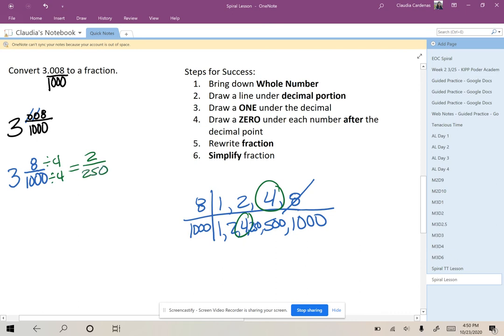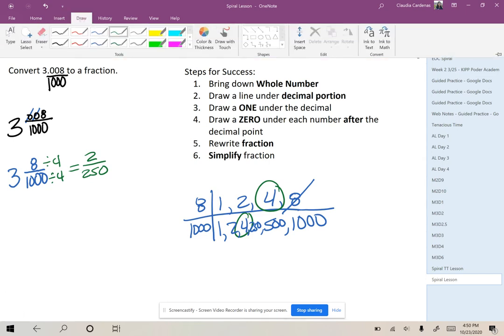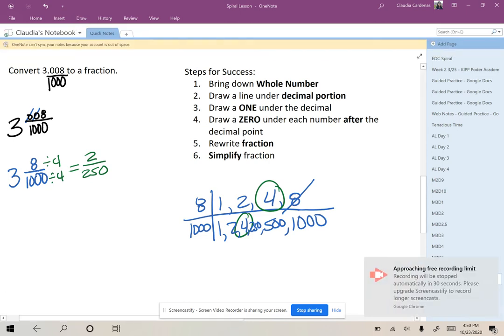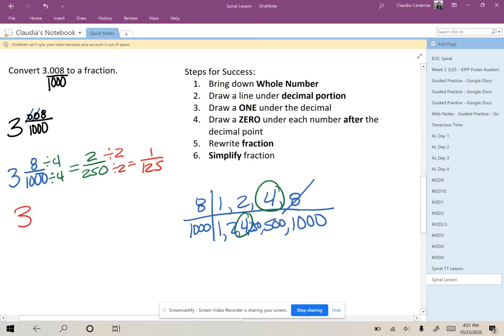Oh, I think 8 does go into 1,000. Uh-oh, I made a mistake. So now we're going to see if 2 goes into 250 because 250 is still even. So I know that if I divide by 2, oh yeah, I get 125. So our final answer is 3 and 1 over 125. Let's go ahead and stamp some of that important information following our steps for success.